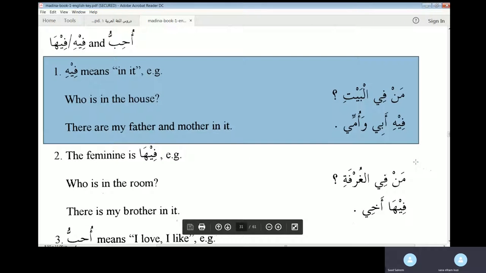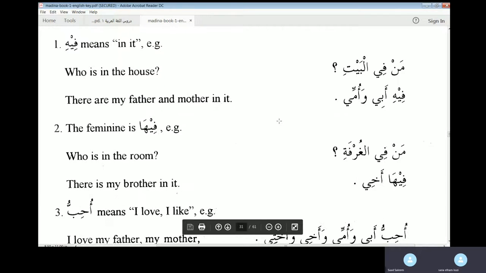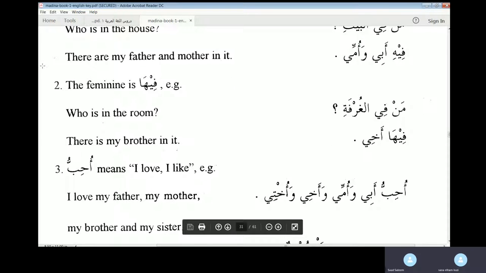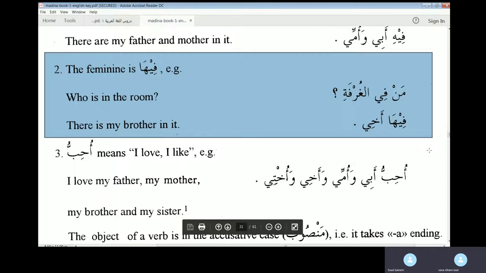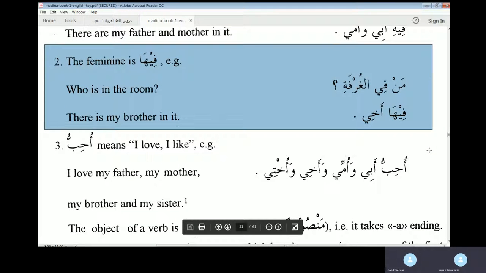For example, man fil baiti? Who is in the house? Fihi abi wa ummi. There are my father and my mother in it. Man fil ghurfati? Who is in the room? The feminine is fiha. Fiha akhi. There is my brother in it.